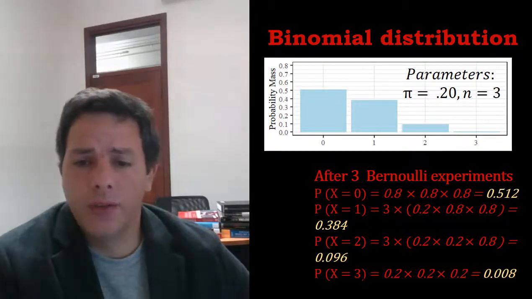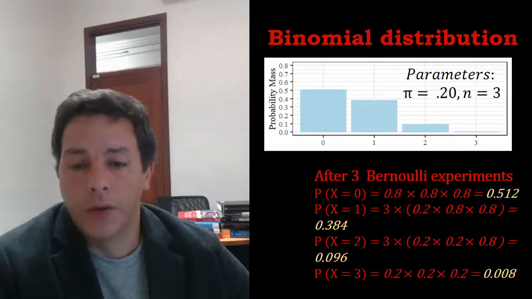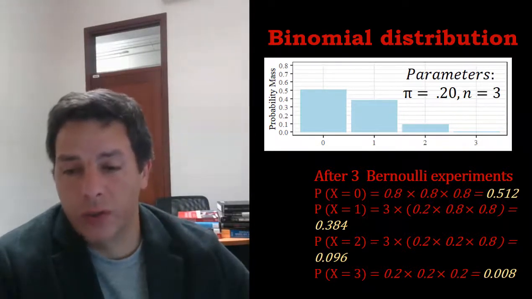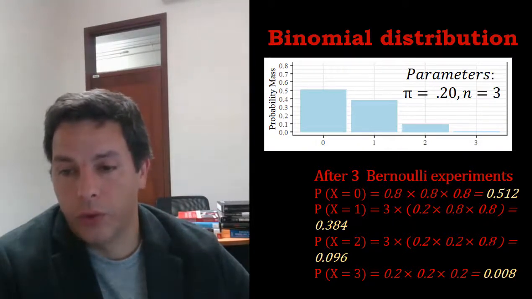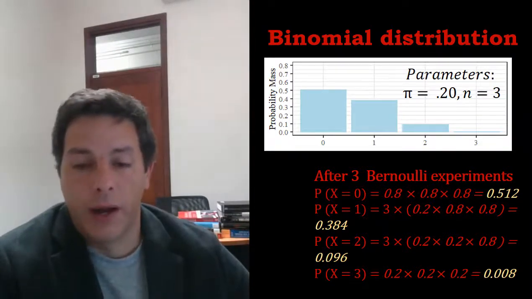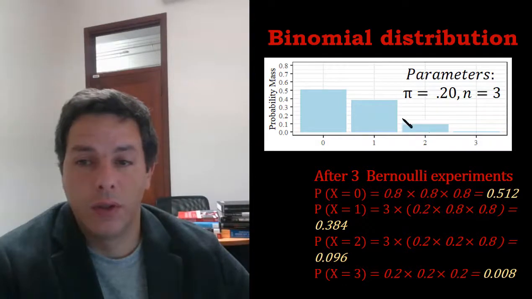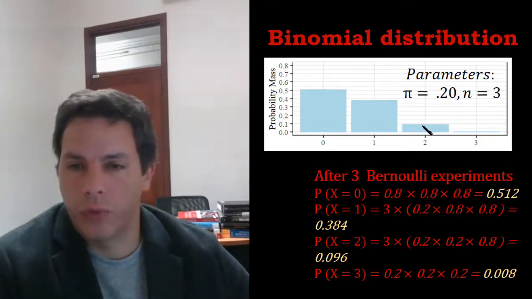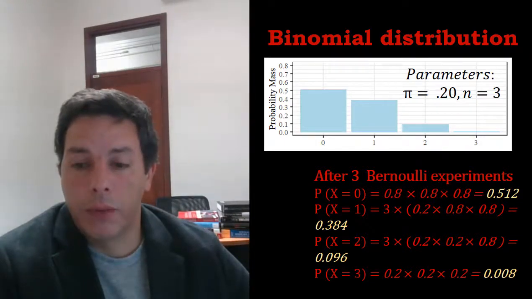So the last, probability of x equals 2, that means that there will be 2 successful landings. So we have two 0.2s and one 0.8, and then we multiply by 3 because there are 3 cases in which this could happen. And that's 0.096. It's shown here at almost 10%, or almost 0.1.